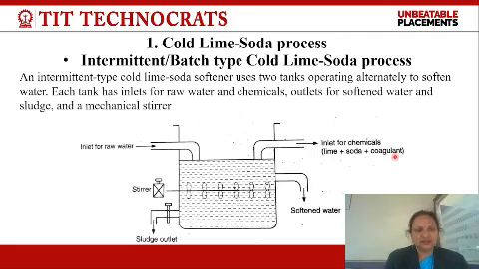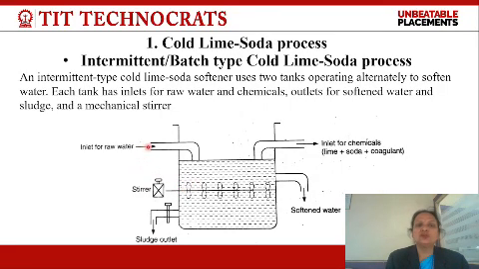In this apparatus, you can see we have two inlets. This inlet is for raw water and this is for chemicals. In cold conditions, we always use lime, soda and coagulant. And in hot conditions, there is no requirement of coagulant. We have two outlets also in this apparatus. This is the softened water outlet and this is the sludge outlet. This is a mechanical stirrer, which is used to mix the chemical and water.